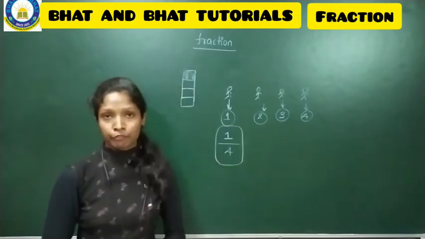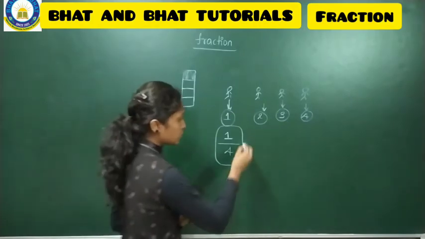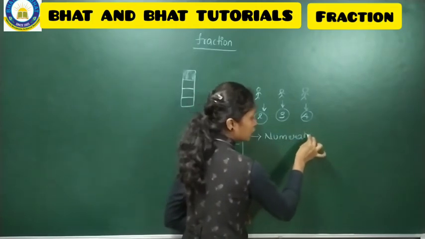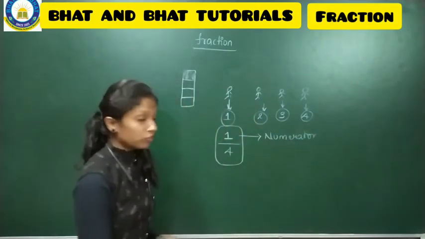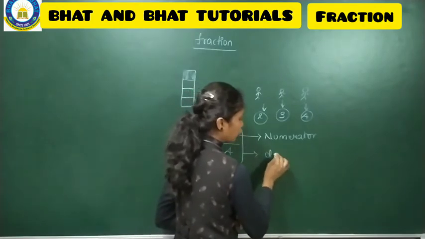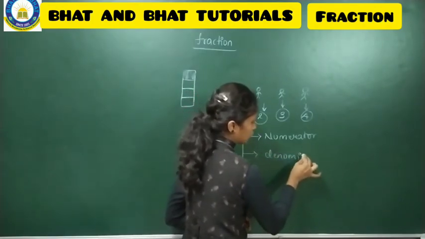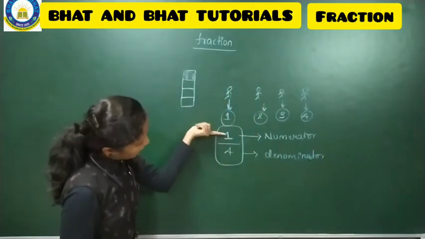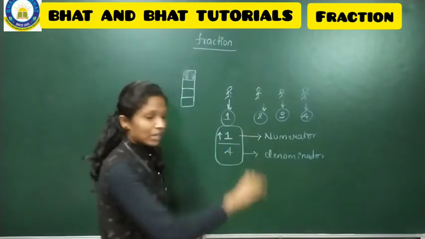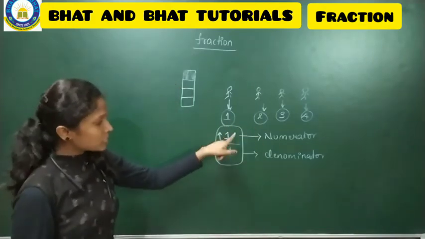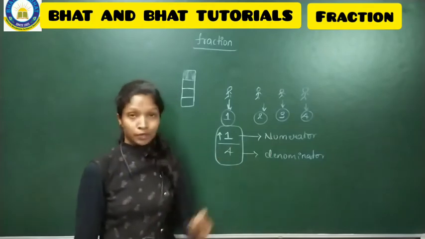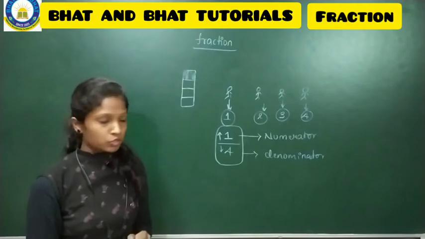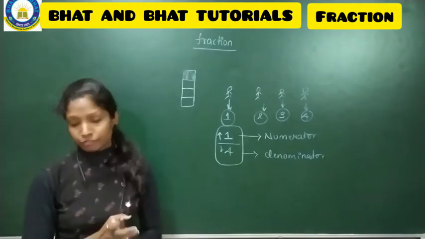And in this 1 by 4, 1 is called the numerator and 4 is called the denominator. So 4 is called what? Denominator. The number which is there above the line is called the numerator and the number which is there below the line is called the denominator. So this is the meaning of fraction.